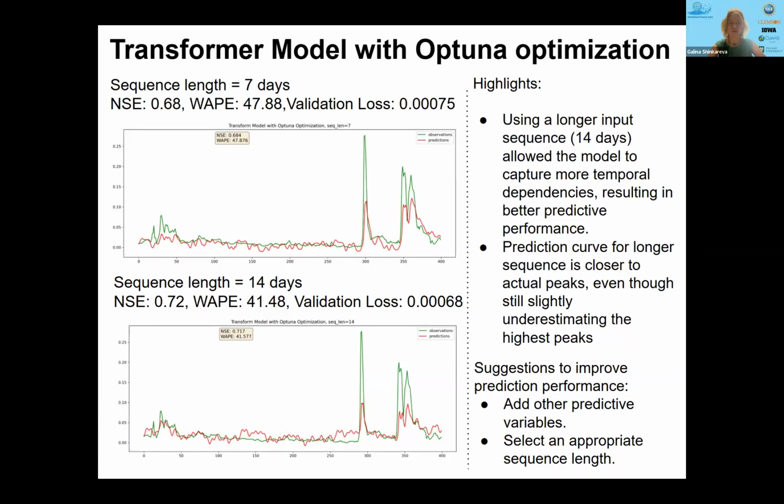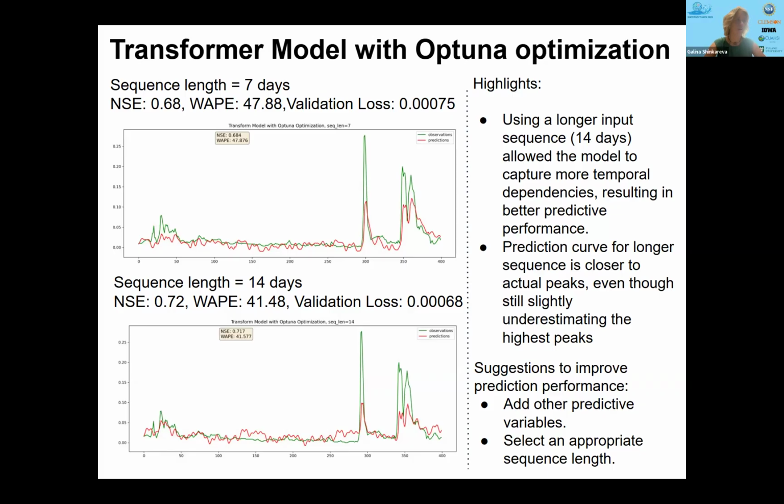Okay, for the transformer model, we also use the same range of hyperparameters to pick from with Optuna optimization. And then we use the same sequence lengths of 7 days and 14 days. And the results are somewhat similar to the other models. With the longer sequence length of 14 days, we have a model that captures our suspended sediment concentration better, but both of them heavily underestimate the peak events. So both types of models really struggle with those outliers and the peak events, and they underestimate the highest peaks. There might be different reasons that cause that.